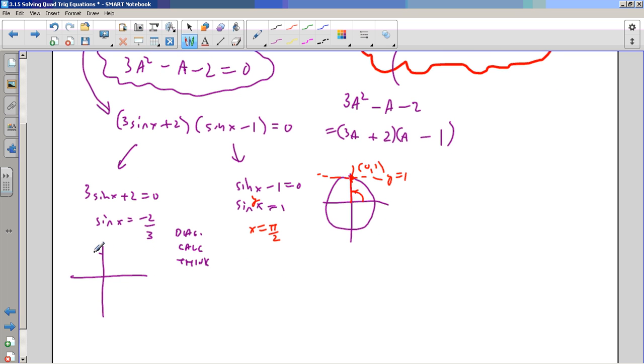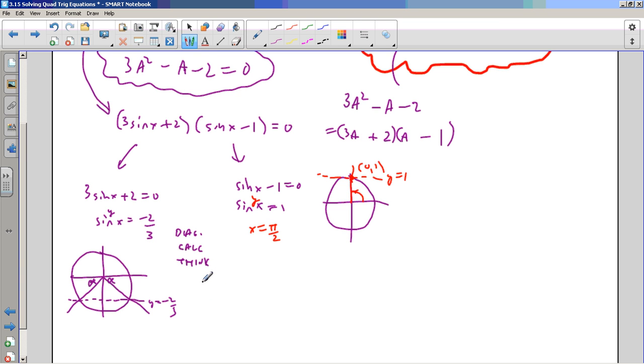Diagram, rotation angle. I either think where is the sine negative, or I think of, again, rotation angle. When is the y-coordinate equal to negative 2/3? Well, the y-coordinate of negative 2/3 is about there. So I can see my two solutions are here and here. And then there's my related acute angle. I'm calling that alpha this time.